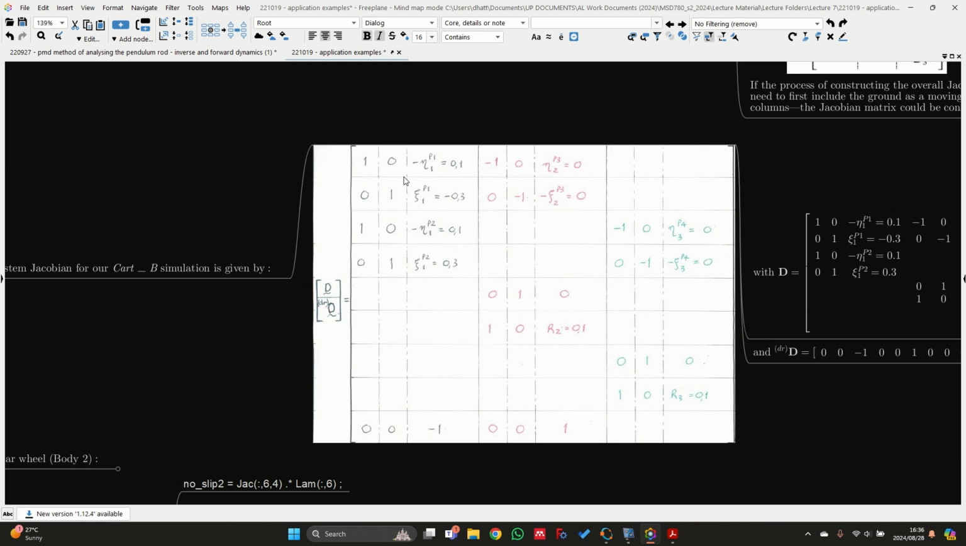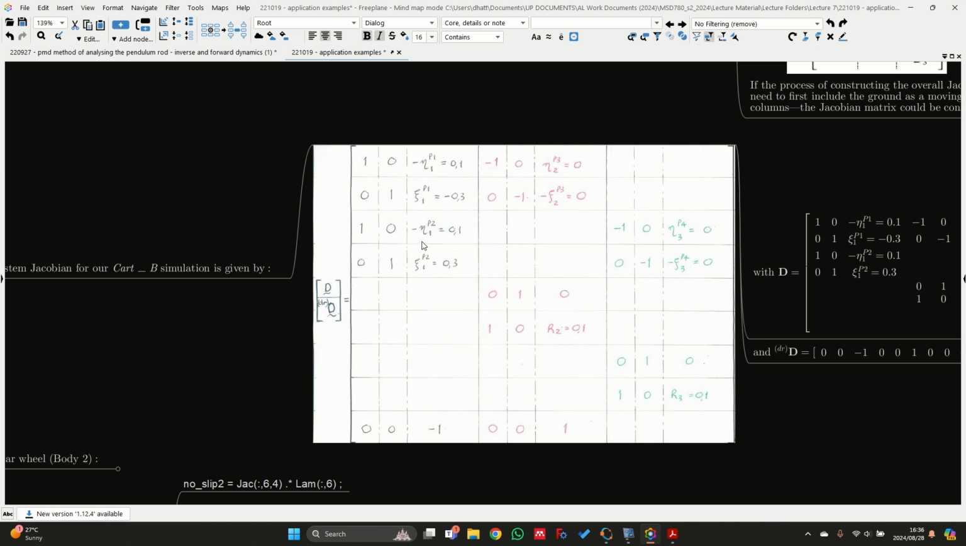Since the first revolute joint acts between bodies 1 and 2, I'm going to group 1 and 2 together, and it's going to have X and Y components. And then I also have X and Y components, so these 2 rows pertain to the revolute joint between bodies 1 and 3.